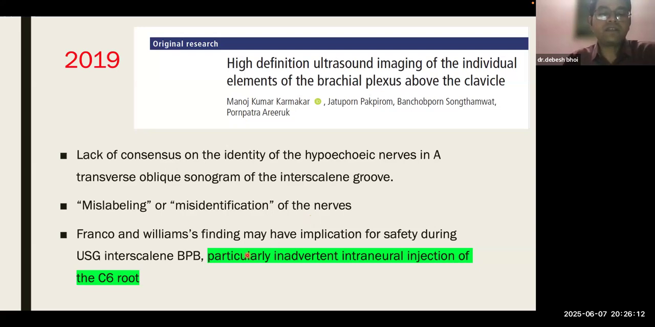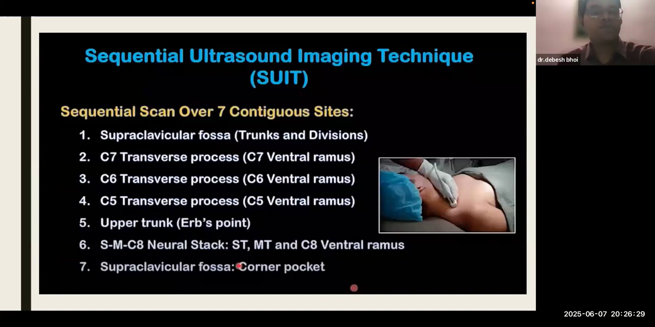If you are thinking that C5 and C6 are bifid, you might cause an inadvertent intraneural injection. You might think the needle is going between C5 and C6 or C7. These requirements led to this paper on high definition ultrasound imaging of the different elements, and they came up with a sequential ultrasound imaging technique. This is one of the very favored techniques of Manoj Karmakar and team, so that each and every element can be scanned and identified in a stepwise manner. It is called the sequential ultrasound imaging technique, or SUIT technique.